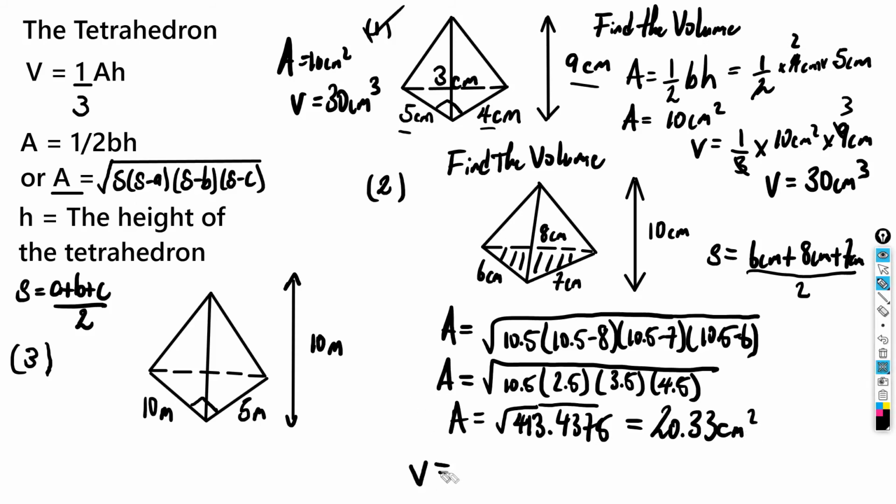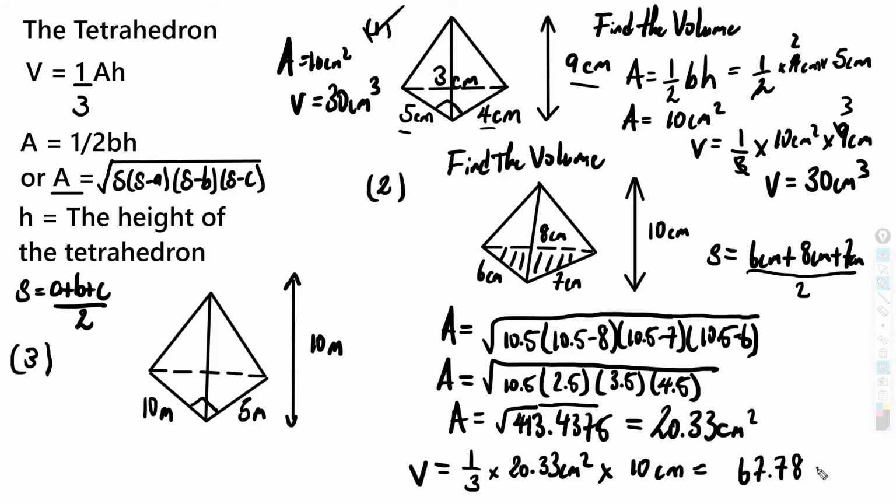So the volume should be equal to 1 over 3 multiplied by 20.33 centimeters squared multiplied by the height, which in this case is 10 centimeters. Cool. So let's multiply 20.33 by 10, then divide it by 3, and the answer is 67.78 centimeters cubed. Okay, that's the volume.